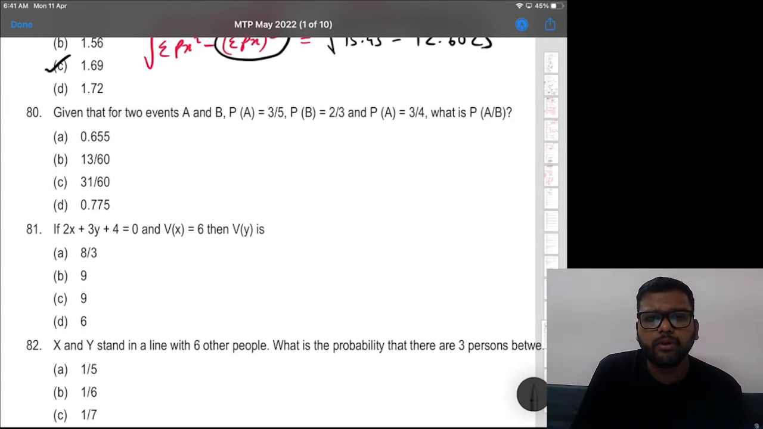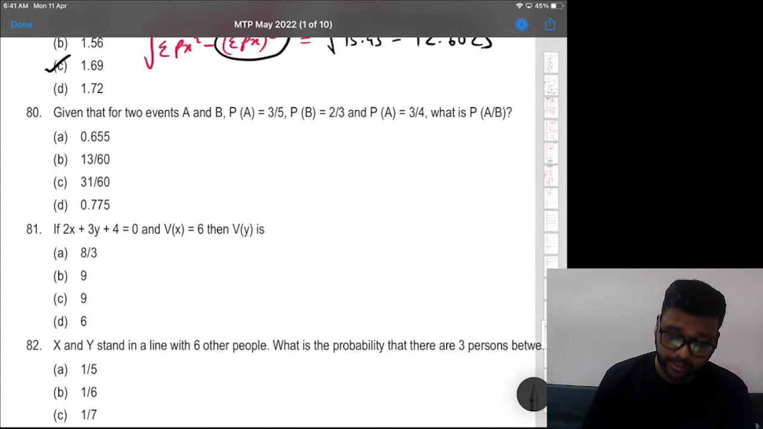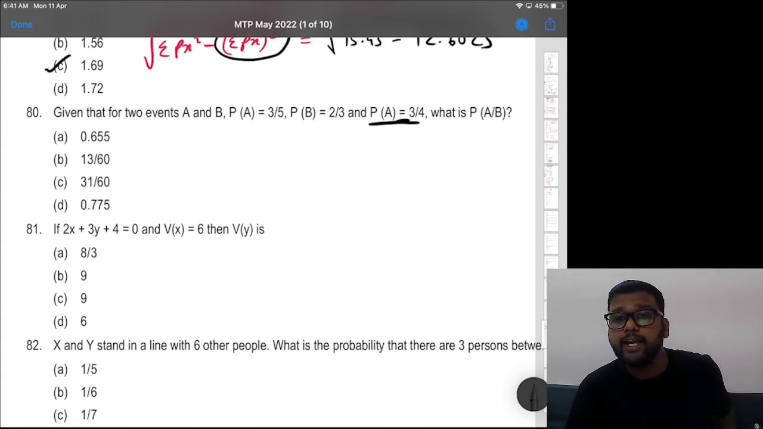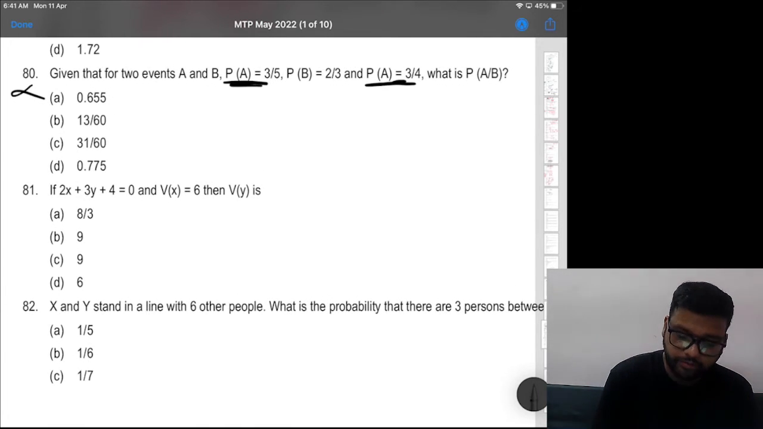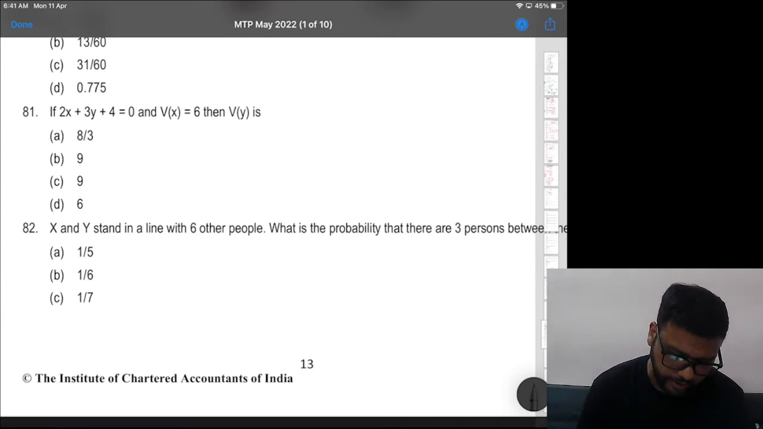Next, 80. Given that two events A and B, probability of A is given, probability of B is given, and probability of A they are giving again. What is probability of A given B? Okay, there is some misprint in the question. This must be either probability of A union B or A intersection B. Without that we cannot find this, so you can ignore this question because they have given P of A 2 times, which is wrong.